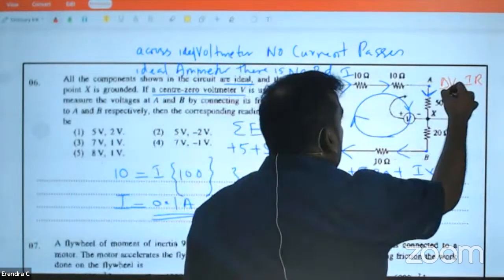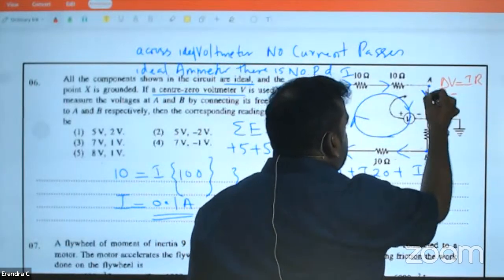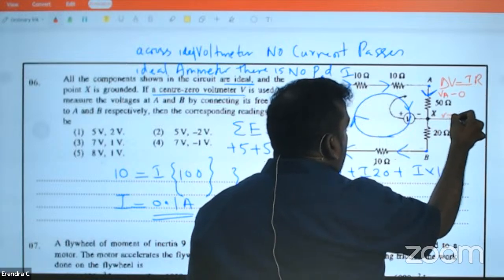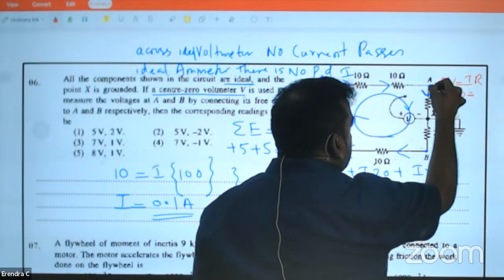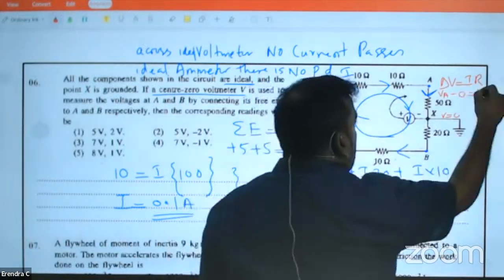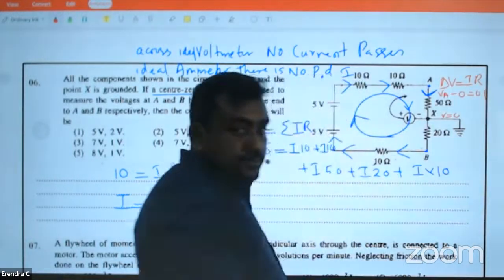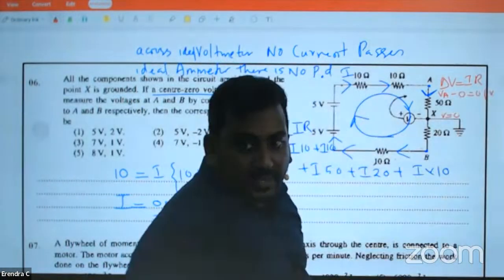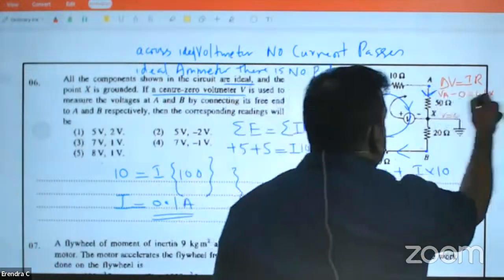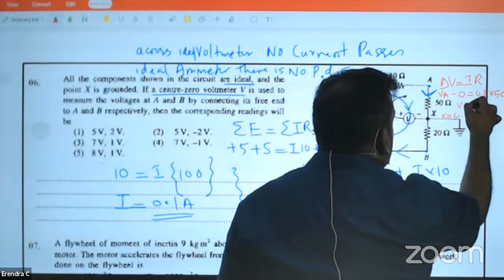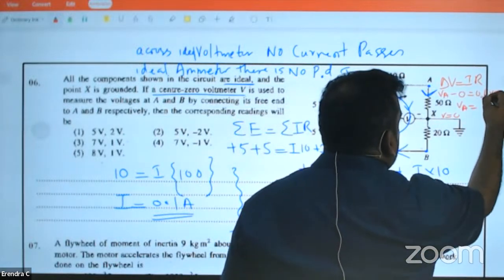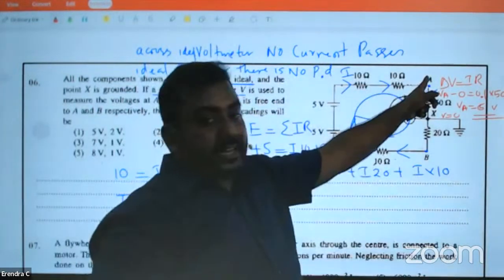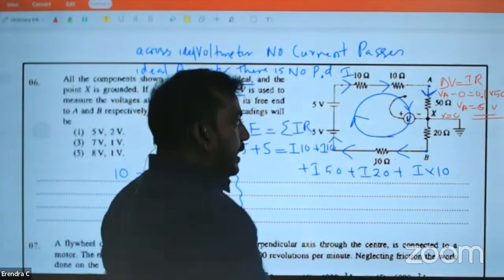Now, high to low. Potential at A minus potential at X. Potential at X is zero, grounded. Here, grounded. Can you see? Potential difference. What is the current passing through? Current passing through is 0.1 times resistance. Resistance 50. So what is the potential at A? Potential at A is 0.1 times 50, 5 volt here. Now apply here.